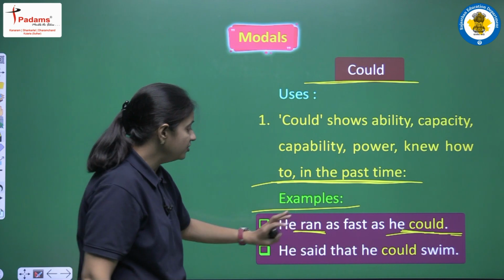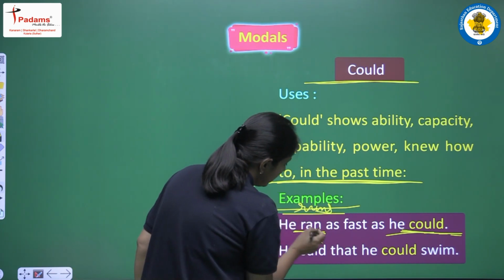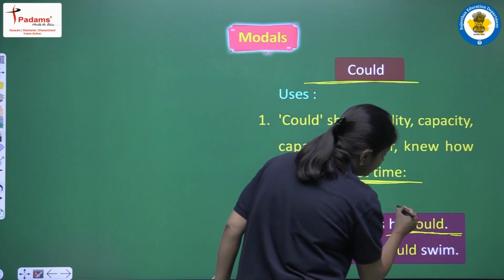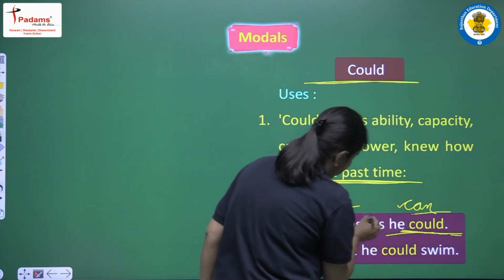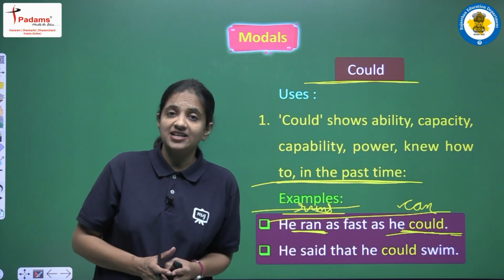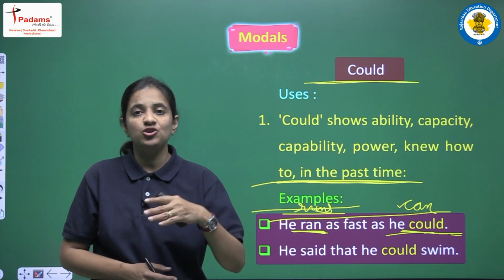And suppose here we are having "he runs as fast as he", then our answer would be "can". Okay, so be very careful here. You have to observe the tense. If you are having present tense, then to show the capacity you have to use can.